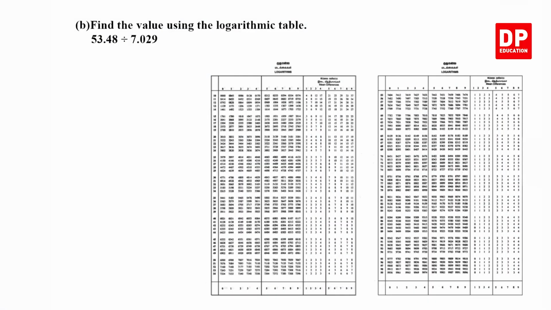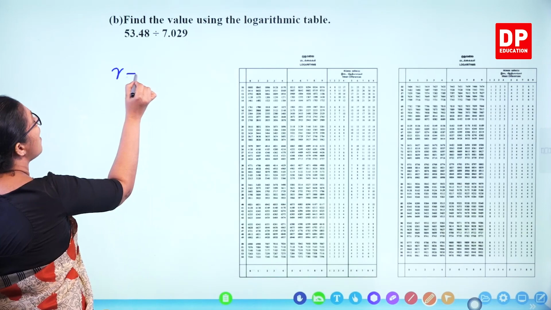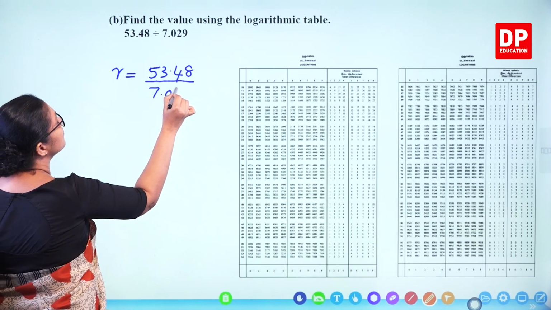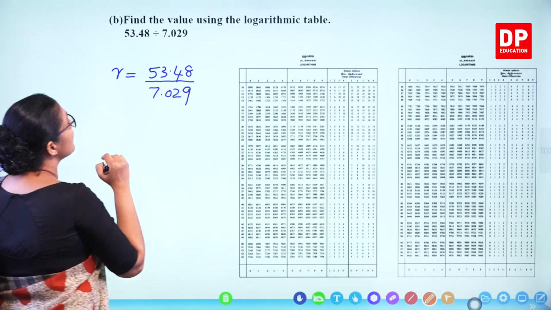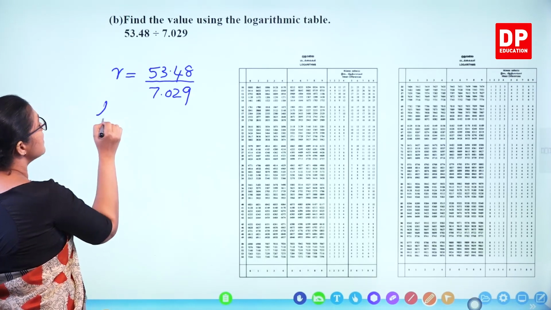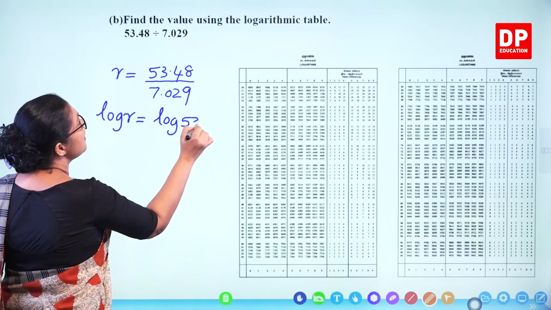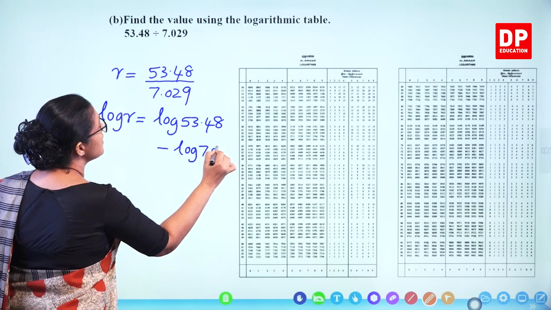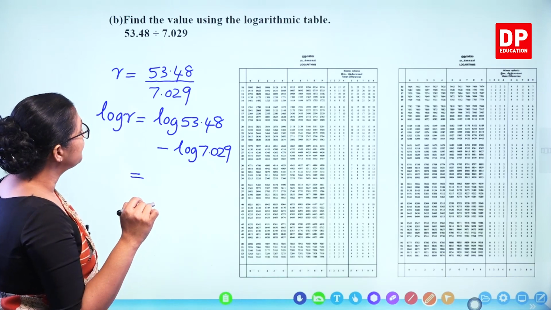Find the value using the logarithmic table. So this is another question. So you need to divide. So first you can take as R. Then take log both sides. So when you take logarithms, you subtract: 53.48 minus log of 7.029. Now you can refer the table.